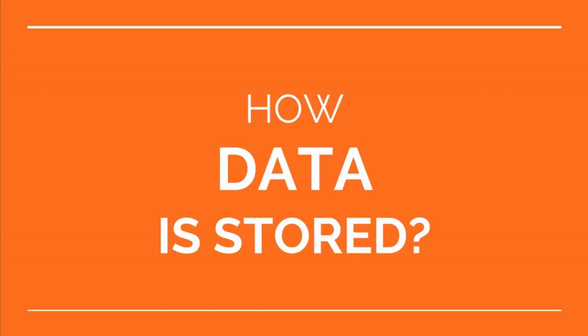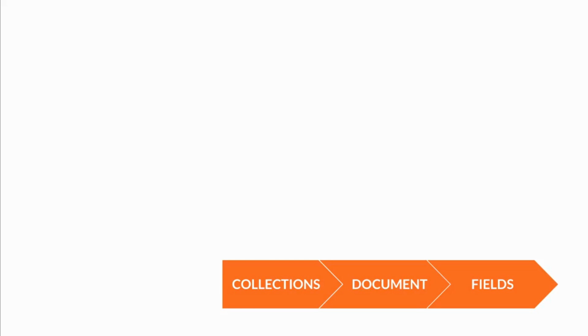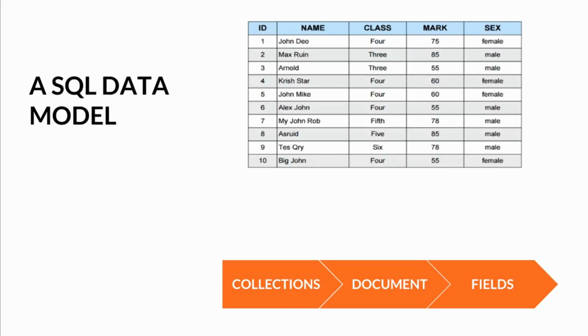Now let us see how data is actually stored in Firestore. Data is stored in the form of collections, documents and fields. Collections contain documents and documents contain fields. Before concentrating on any of these terms, let us look at a SQL data model. In the SQL data model, data is stored in tables. A table contains rows and columns, and you are familiar with this type of data structure, right?